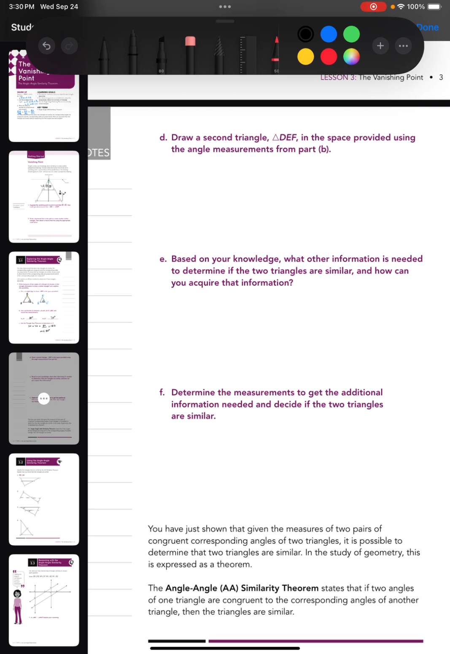All right, so draw a second triangle. That's what I did above. They said label it DEF. I labeled it as our new triangle ABC and used the original as our pre-image. And we measured those angles. That's what I was showing you, comparing if I know that two of them match, the third one has to match as well. So based on your knowledge, what other information is needed to determine if two triangles are similar?